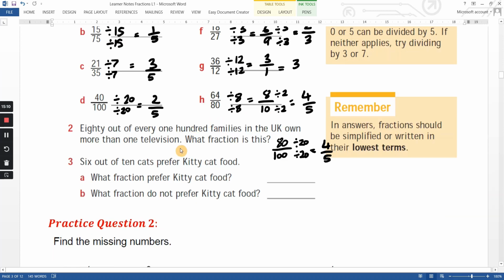Yeah. Question 3, 6 out of 10 cats prefer Kit Kat food. What fraction prefer Kit Kat food? So that's 6 out of 10.